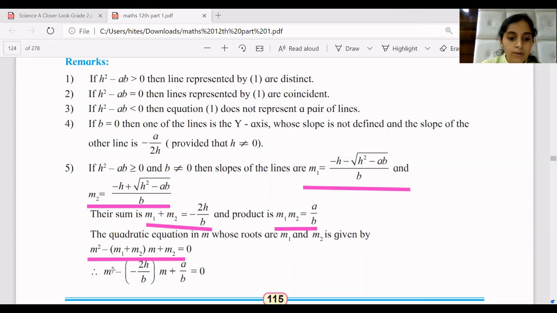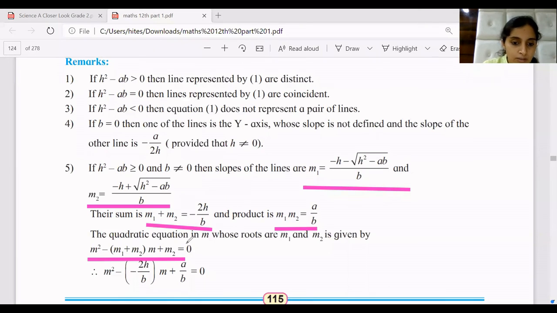Now, m square as it is, it's a quadratic in m whose roots are m1 and m2. How do you write it? M square minus m1 plus m2 into m plus m1 into m2 equal to 0. And you substitute the value of m1 plus m2. And okay, here I think it should be m1 into m2, which is not written. Let me just put this.